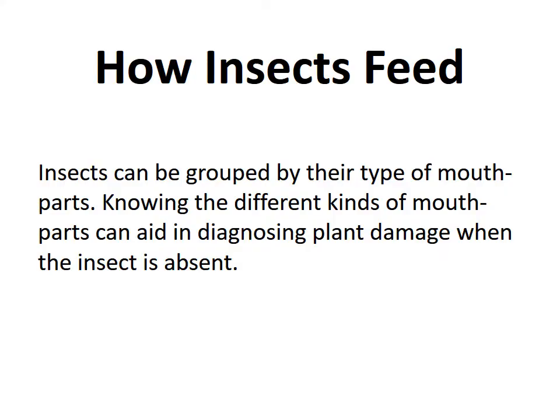Insects can be grouped by the different types of mouth parts they have, and this is very important to know because if you look at the damage on a plant, you should be able to diagnose what type of damage it is, figure out whether it was done by an insect or not, and that helps to narrow down what kind of insect, or what order of insects, the culprit could have come from.